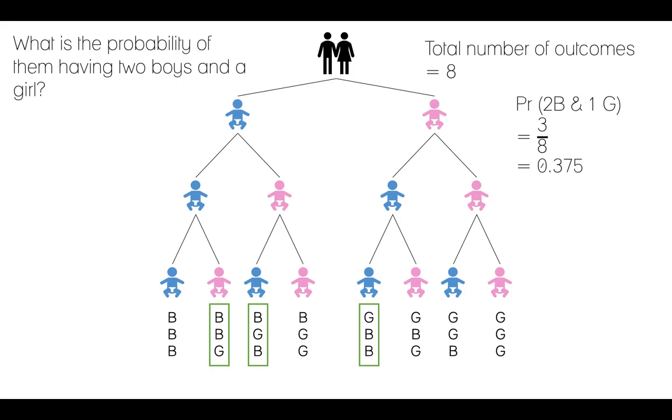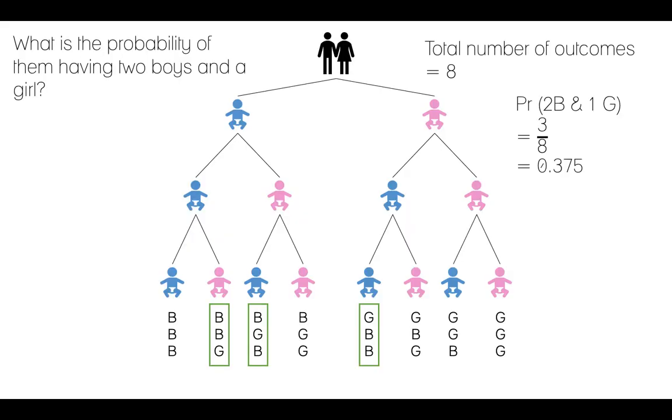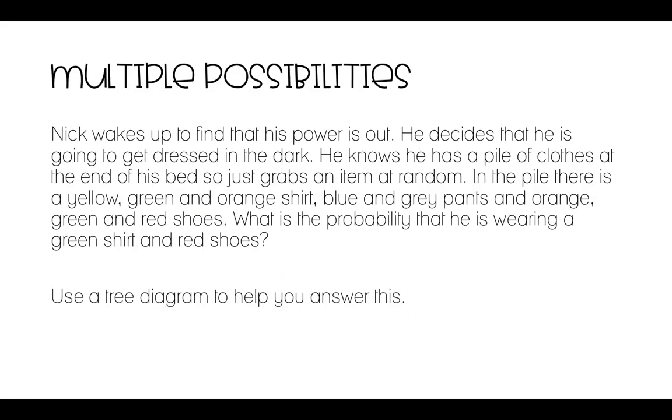So let's look at another example. This is when there are multiple possibilities. If we go back to our boy and girl, each time there were only 2 possible outcomes. It was either going to be a boy or a girl. But what if there are multiple outcomes that we could obtain?